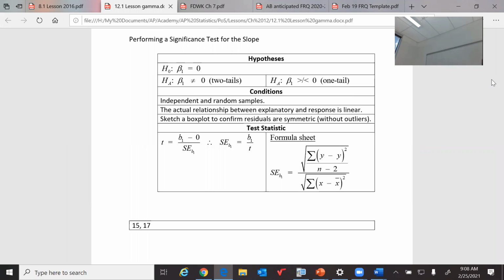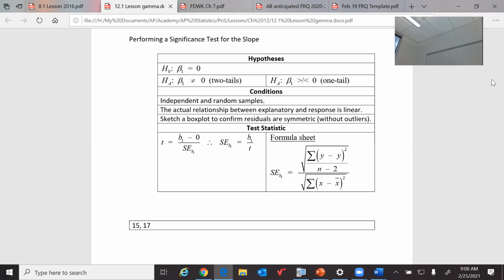If it is a hypothesis test for the slope for linear regression, the null is the capital B sub 1, the beta sub 1, the slope equals 0. If it's the alternate, it's a two-tailed test, it's not equal to 0. The one-tailed test is positive or negative.